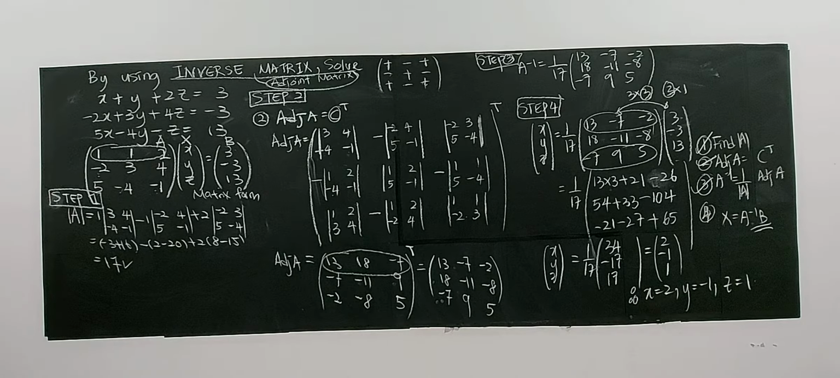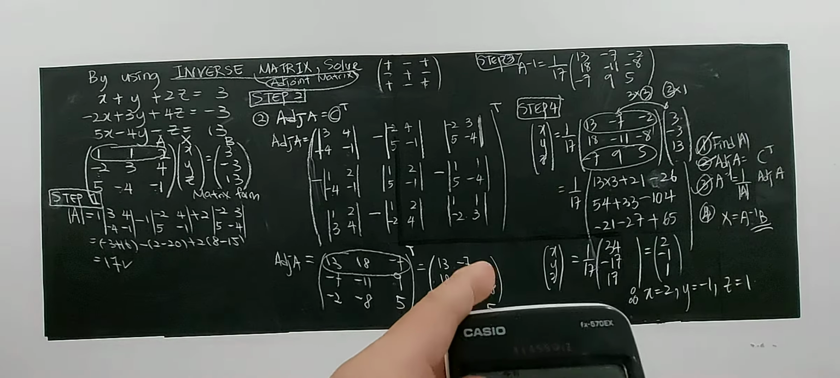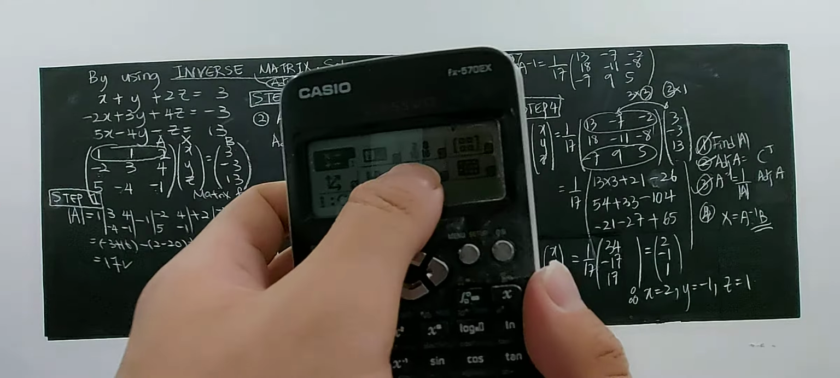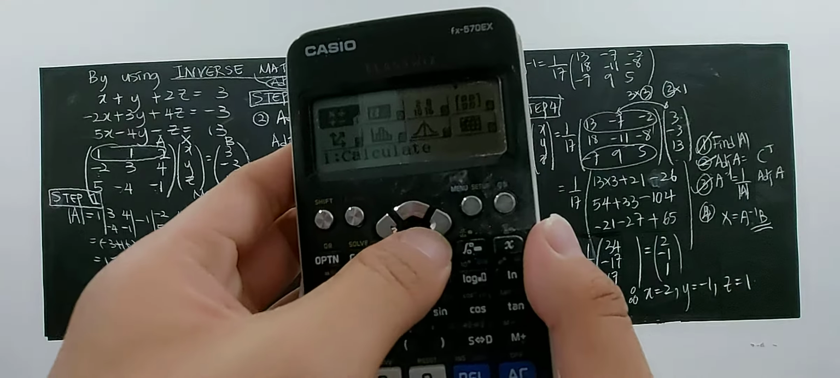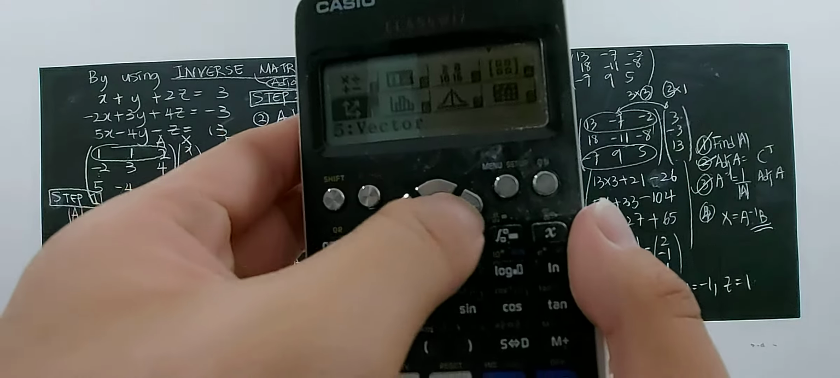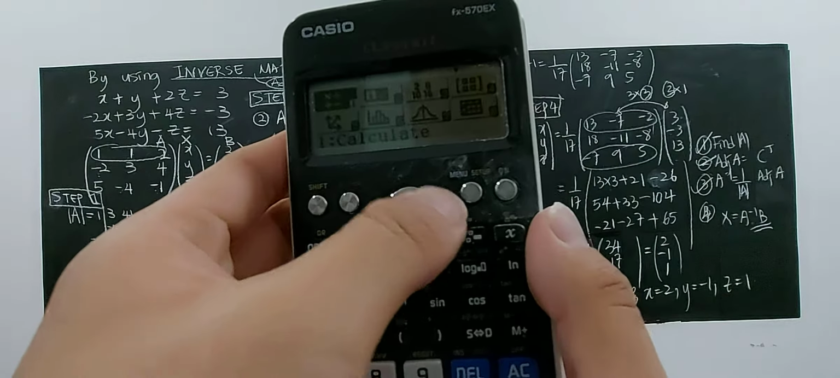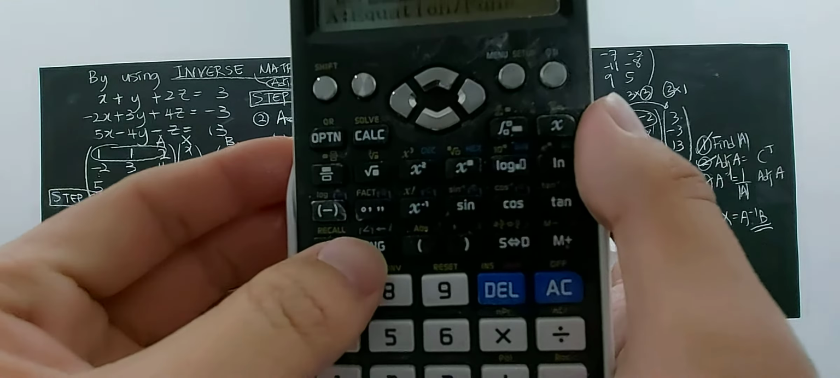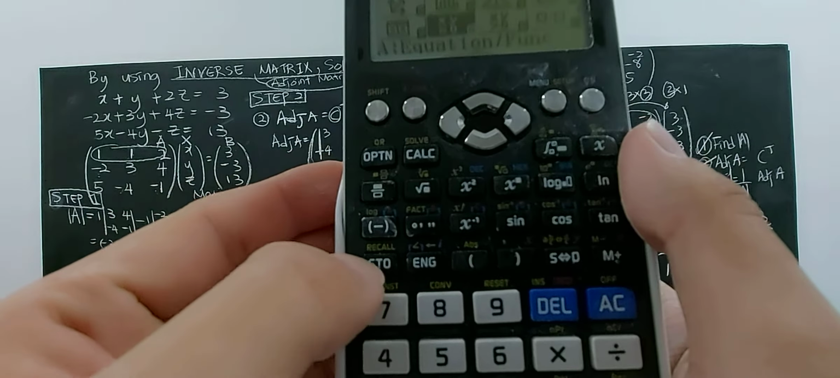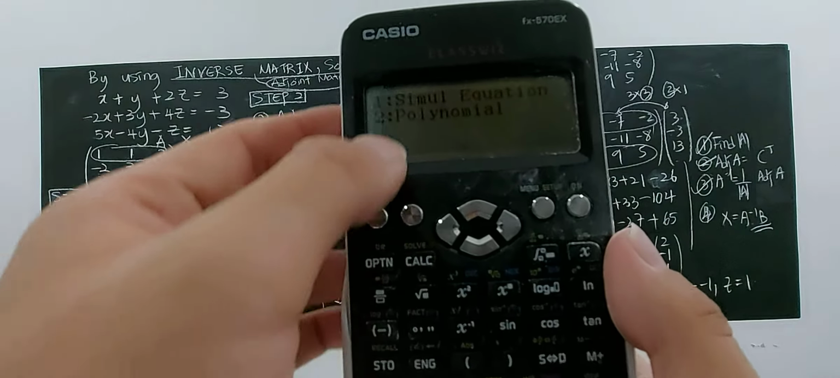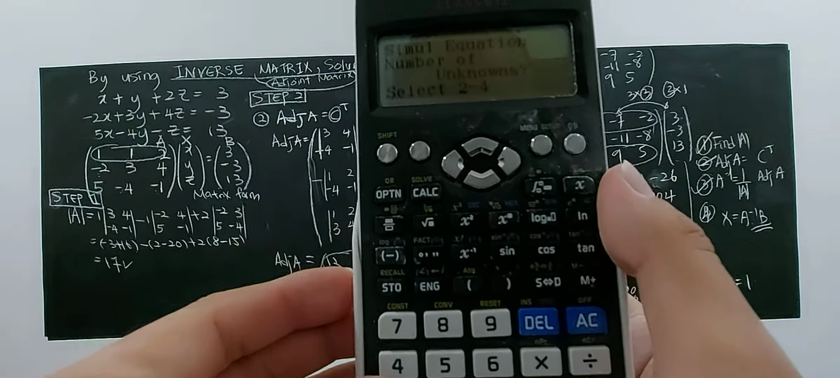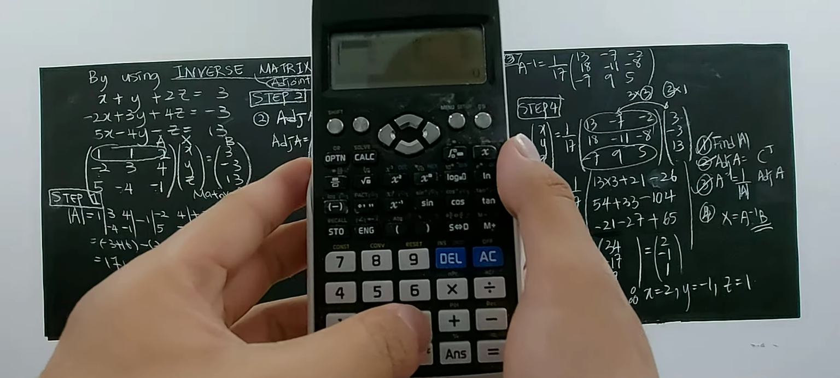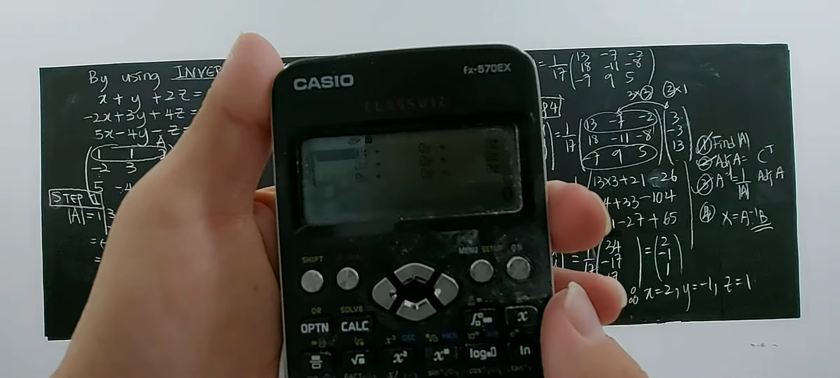You can actually use this calculator to check your final answer. You choose the menu, then go for the equation, going down. Can you see that there is an equation here, this one, the A? So you choose the A here. Then you have simultaneous equation. You choose simultaneous equation. How many unknowns? You have 3 unknowns, so you choose 3 unknowns. Then you key in everything.